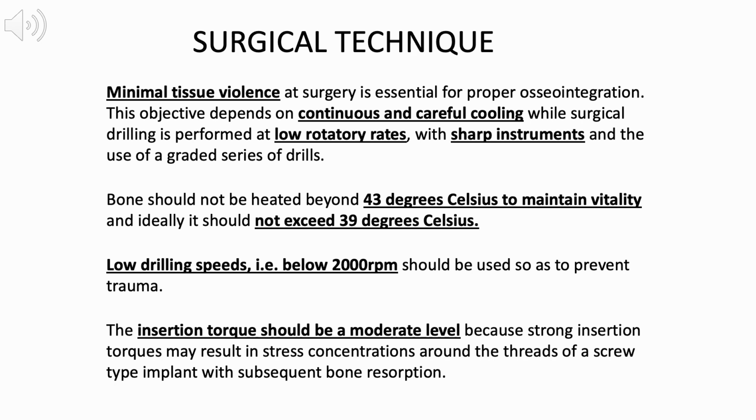Bone should not be heated beyond 43 degrees Celsius to maintain vitality, and ideally it should not exceed 39 degrees Celsius. Low drilling speeds, i.e., below 2000 revolutions per minute, should be used so as to prevent trauma. The insertion torque should be at a moderate level because strong insertion torques may result in stress concentrations around the threads of a screw-type implant with subsequent bone resorption.